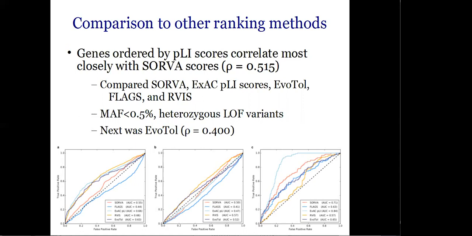SORVA is in these ROC curves at the bottom. SORVA is the red line. In the first plot, I'm showing variants filtered for an autosomal dominant model. In B is an autosomal recessive model, and in C is an X-linked inheritance model.